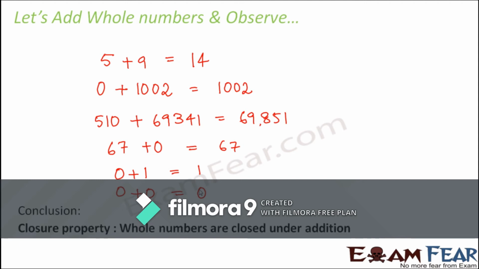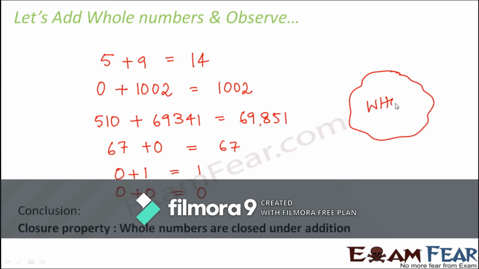So the conclusion was that whole numbers are closed under addition. What do we mean by closed? Closed means, let's say all the whole numbers form a community. So when they get added up, they stay within their community. So they basically are closed within their community.